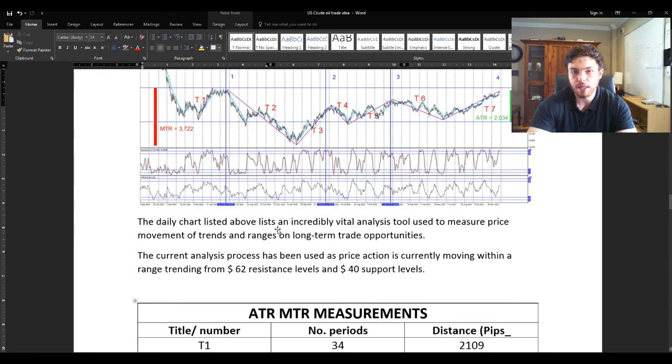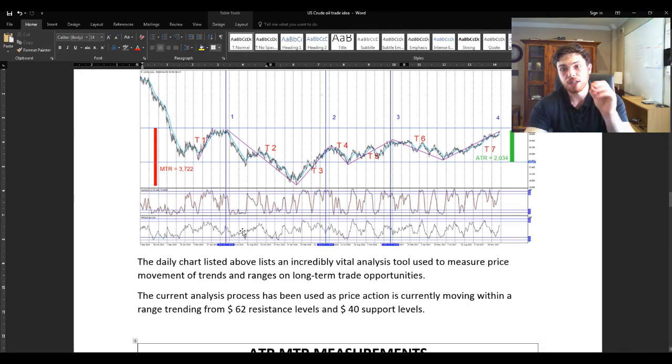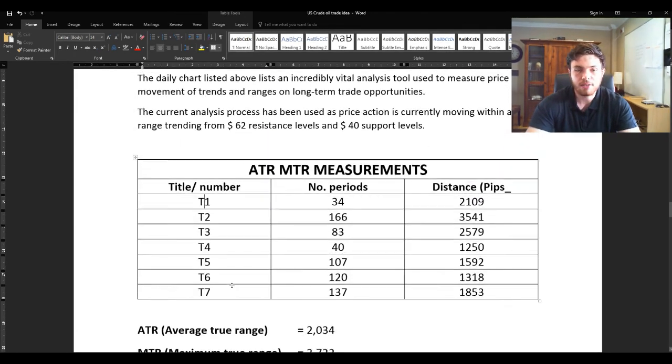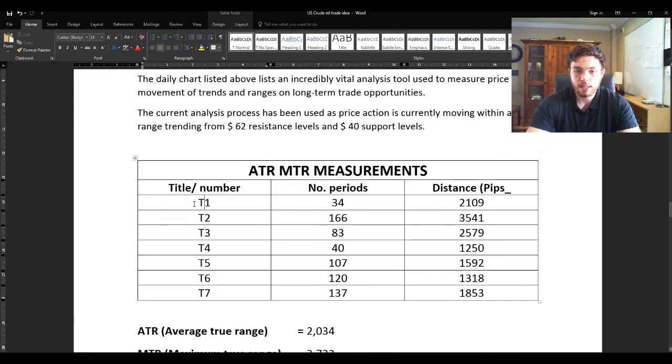The title or number is going to be here. Please make sure to watch that video, don't forget, so you can at least understand this. But T1, all of these, I've measured the distance in pips and periods. So how many periods occurred on the daily chart, meaning how many days have occurred. You can see over here, we have got the measurements. So the ATR and MTR measurements.